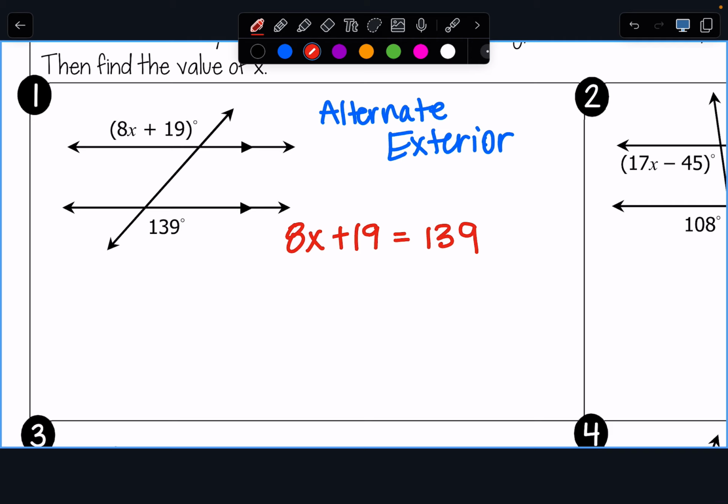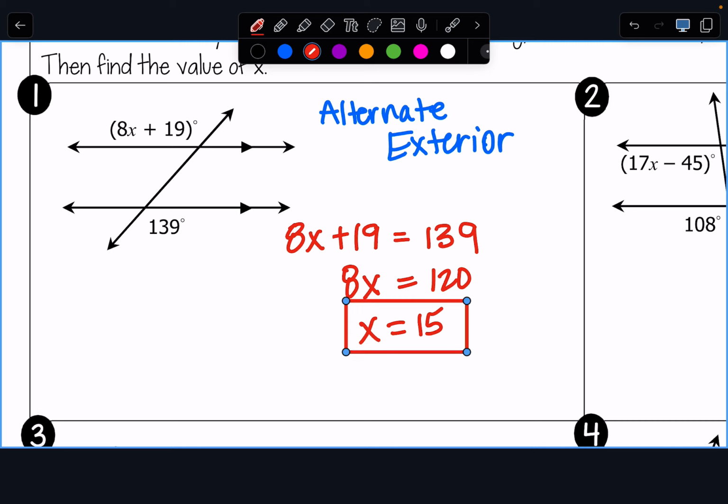Okay, so if we subtract over the 19, we have 8x is 120. Who's good enough to take 120 divided by 8? What'd you say? 15. X equals 15. Okay. We knew they were alternate exterior, so we set them equal to each other.